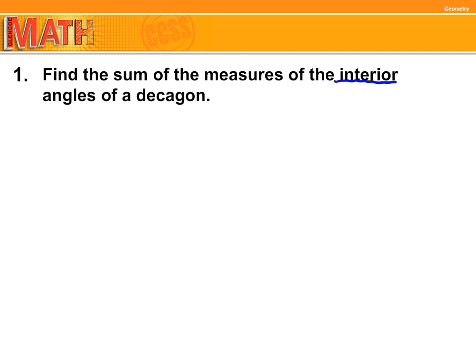For example 1, they ask us to find the sum of the measures of the interior angles of a decagon. So think about decagon. Think of the word decade. Decade is 10 years, so decagon is going to have 10 sides.